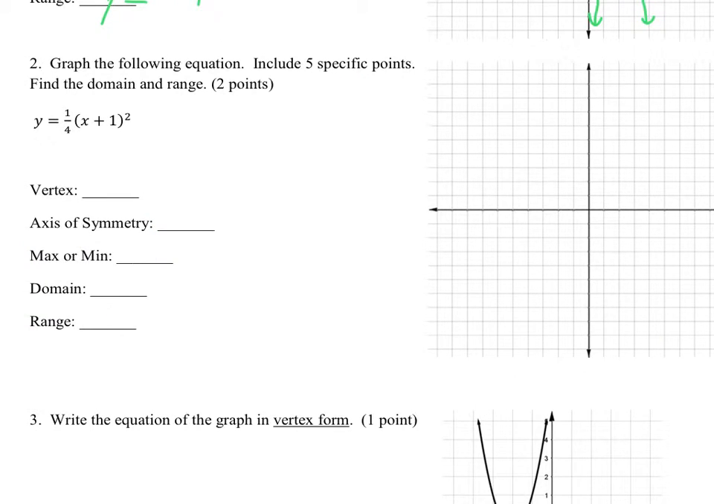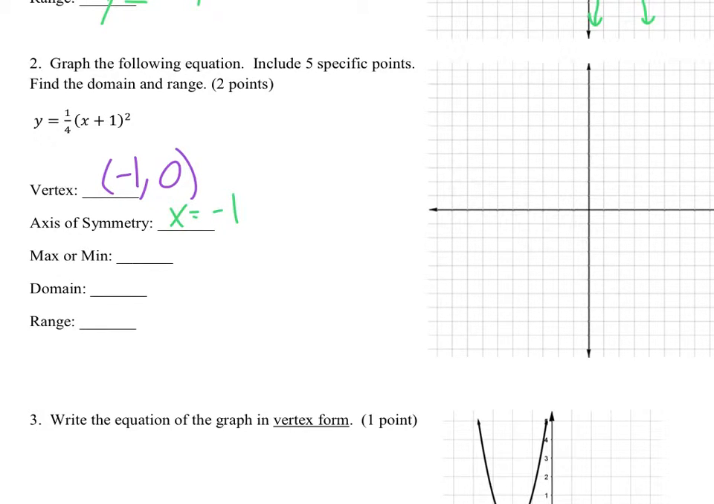We'll go through the same basic process for number 2. Vertex in this case would be negative 1, 0. Now it's a little bit weird because there is no k value. Don't let that mess you up. So negative 1, 0 is the vertex. Axis of symmetry then, just x equals negative 1. Again, it's x equals whatever the x coordinate of the vertex is.